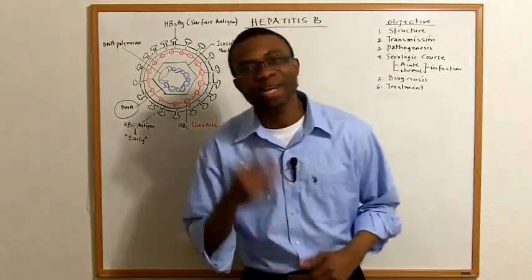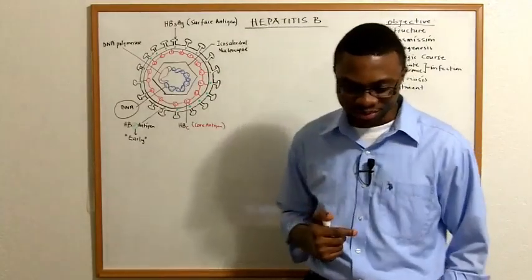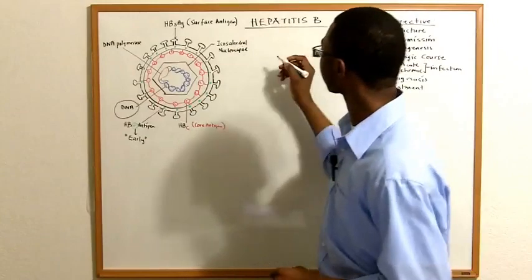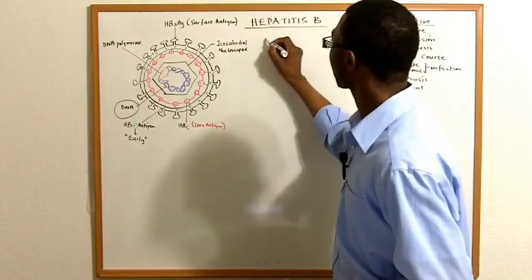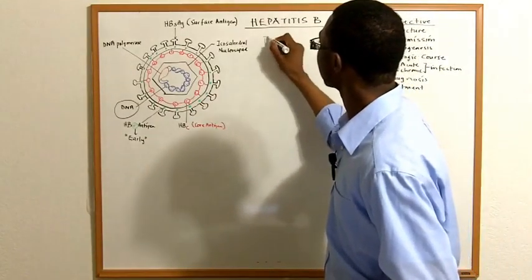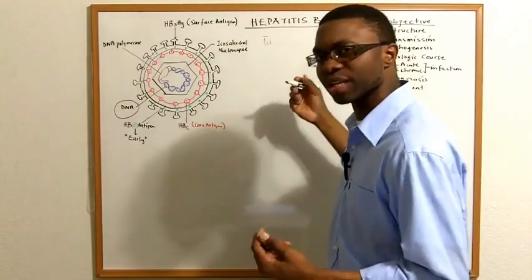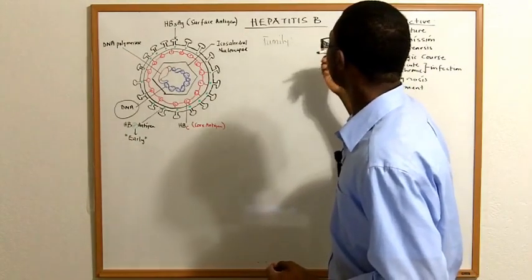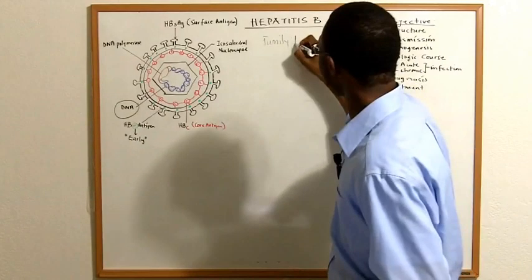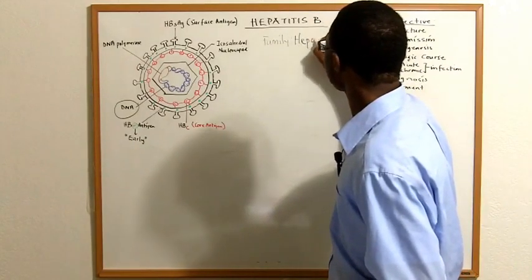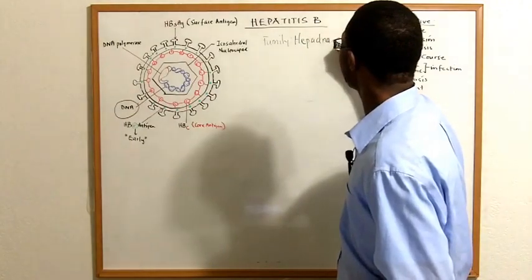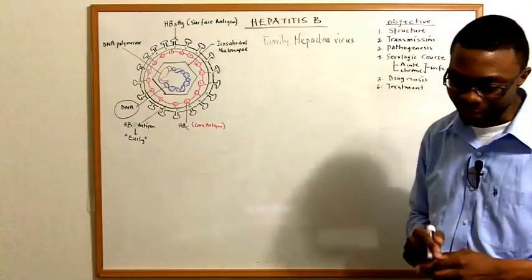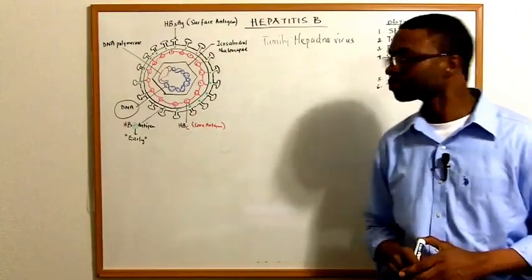Now, which family does hepatitis B belong to? It's actually a hepadnavirus. Hepadnavirus. Let's look at its family members. Isn't it amazing? Viruses have their own families too. I don't want to meet their family. It's probably not fun. Hepadnaviridae is the family that hepatitis B belongs to.